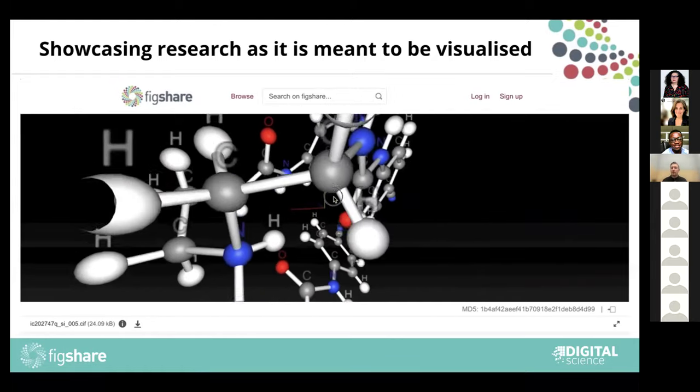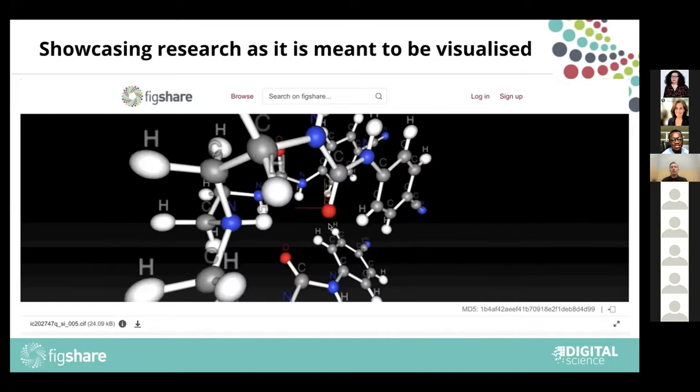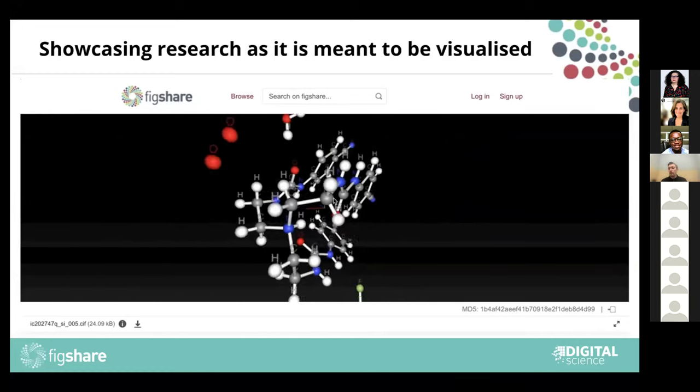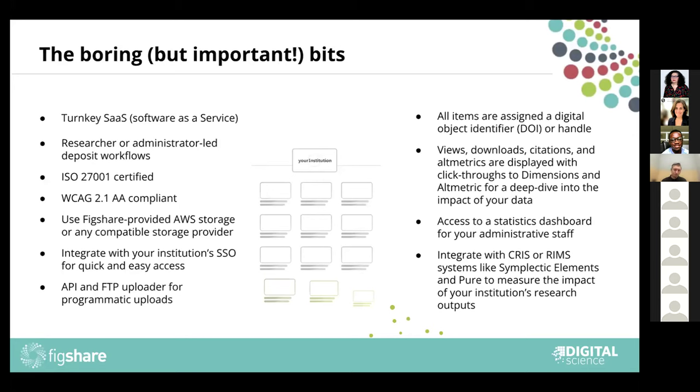As we say, we're trying to get researchers to make their data openly available in a way that gets, our tagline is, get credit for all of your research. So we want researchers to get credit for all of the outputs that they're generating, not just the papers. Here are some of the boring but important bits. So we are WCAG compliant. That means that if you are blind, you can use the platform still, and it ticks all of those boxes. We plug into different infrastructures around the world.